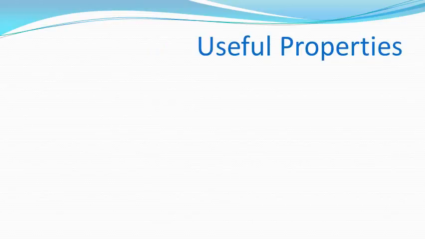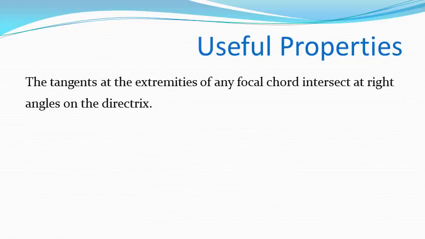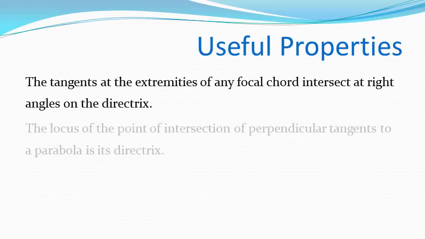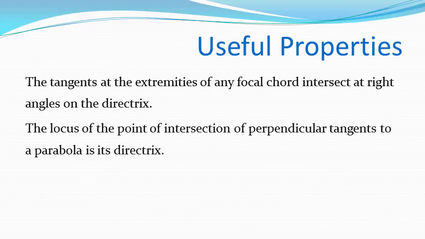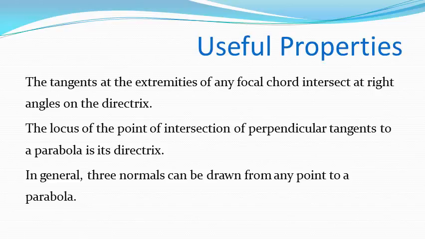There are some useful properties related to a parabola. The first one says that the tangents at the extremities of any focal chord intersect at right angles on the directrix. Then a related property is that the locus of the point of intersection of perpendicular tangents to a parabola is always its directrix. And finally we have, in general, there can be three normals that can be drawn from any point to a parabola.